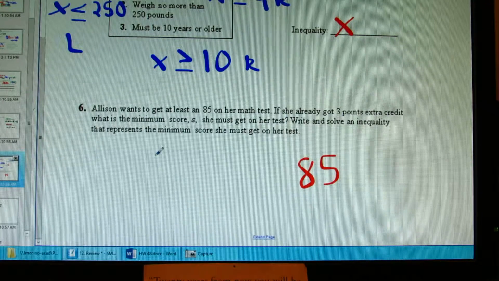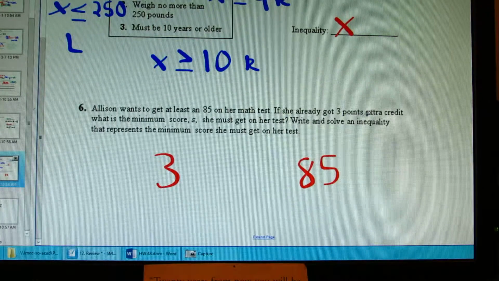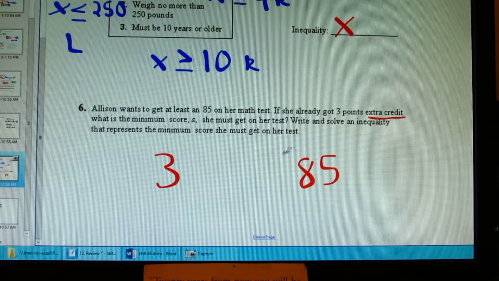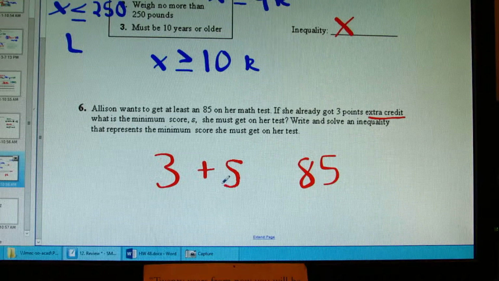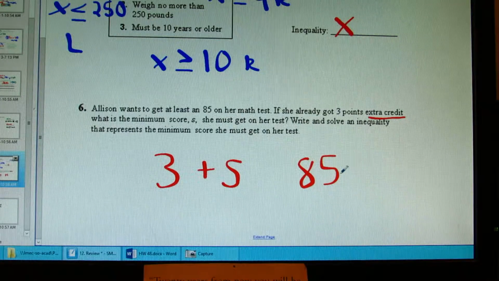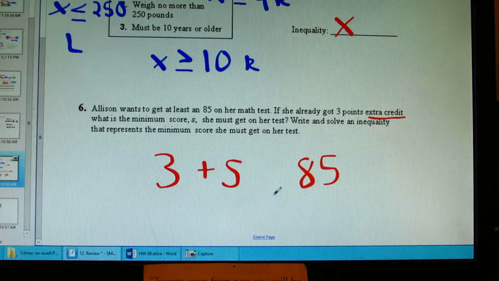Okay, so I have 3 points. What happens with extra credit? That gets done what to your test grade? Gets added to your test grade. So I'm going to have 3 points added to my grade, whatever it is, and I want to get at least an 85. Who remembers what symbol the words at least mean to use?